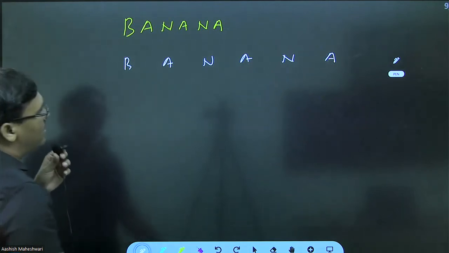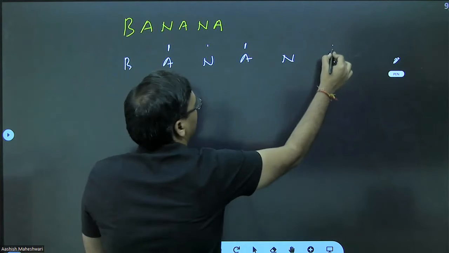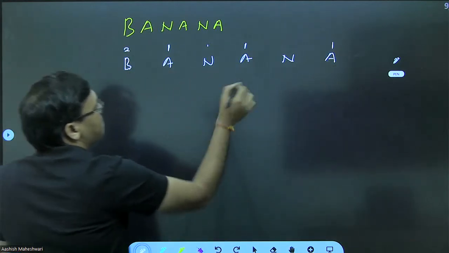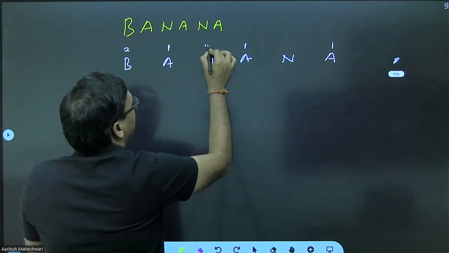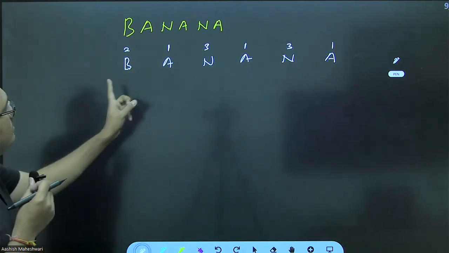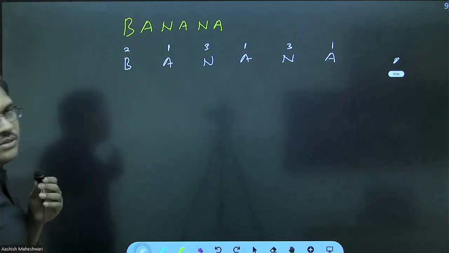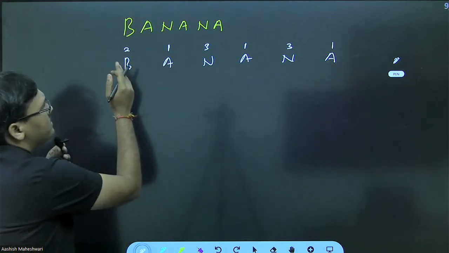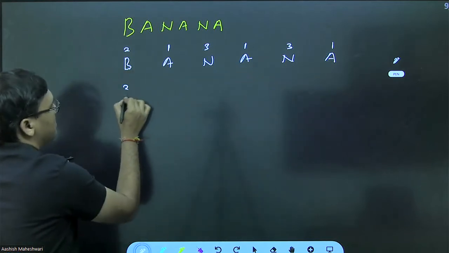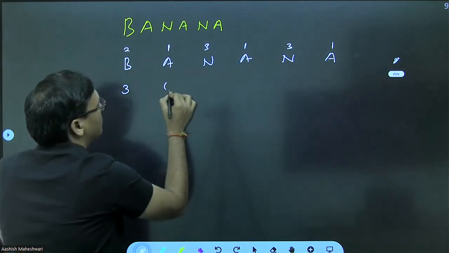BANANA. So in alphabetical order, we will have A, then B, then N. So this is 3 and 3. Okay, 1, 3 and 2. 1. Okay. So now, how many numbers are less than 2 on the right hand side? We have 1, 2, 3. So this is 3. How many numbers are less than 1 on the right hand side? 0.